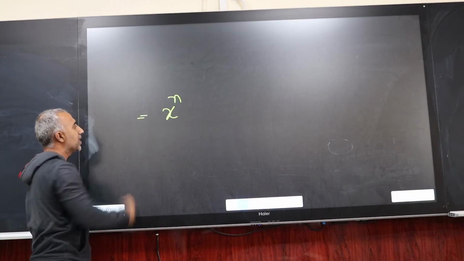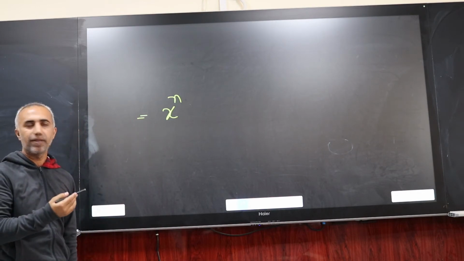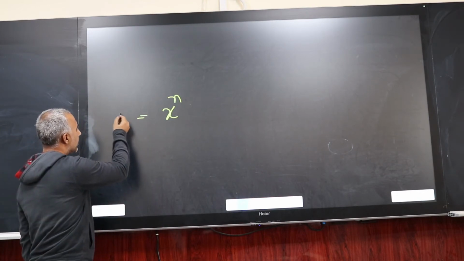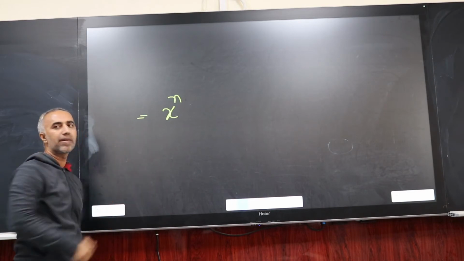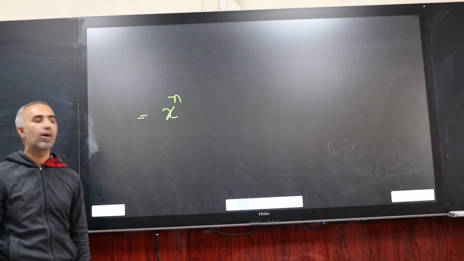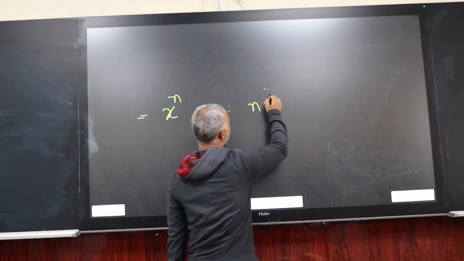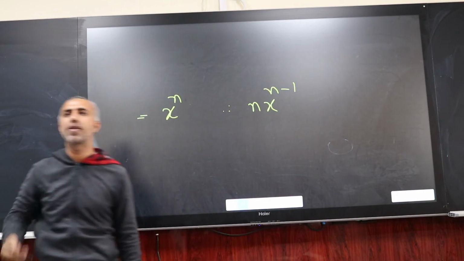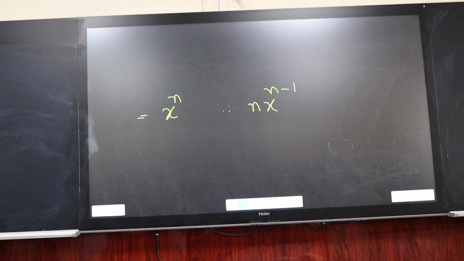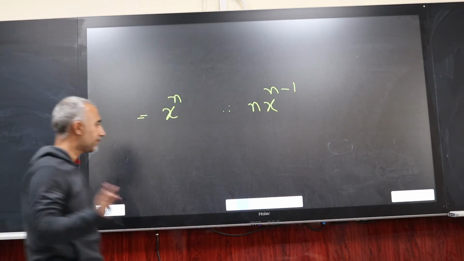So, there is some function, and you want to get the derivative of this. Someone please tell me, what's the answer? n x to the power n minus 1. You applied some kind of power rule, am I right? Yes, sir. Do you know how it happened? By using the power rule. Do you know the theme behind it? No, sir. Okay, the proof of it.